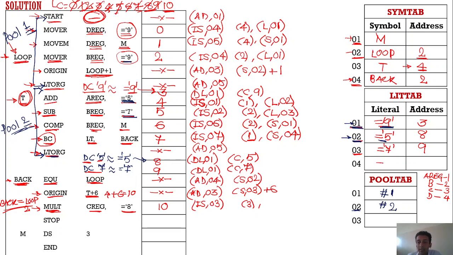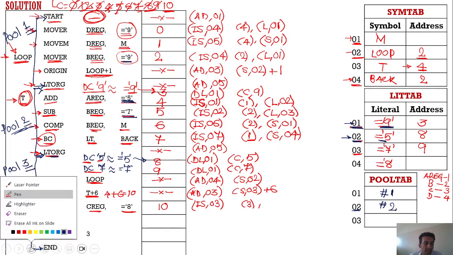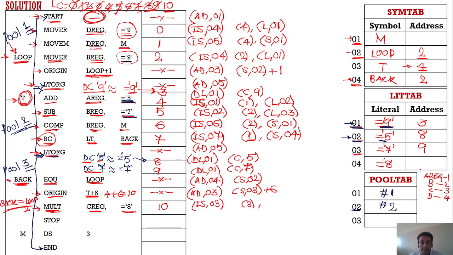So I should make entry of this literal. Now remember, this literal falls under a separate pool because of the second LTORG occurrence and next is straight away end. All these literals between the second LTORG and end fall under pool 3 of literals. Okay, so we will make entry of this literal in the literal table, leaving its address blank, and in the intermediate form I will write this literal as L comma 04, that is fourth literal from the literal table.